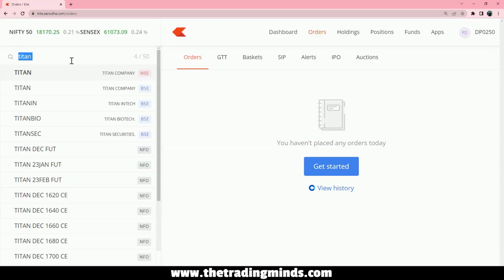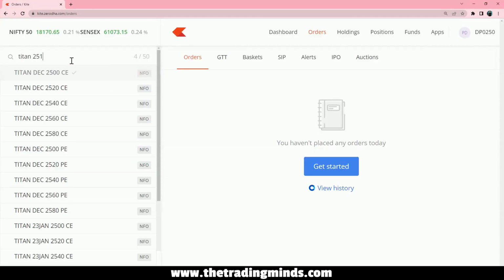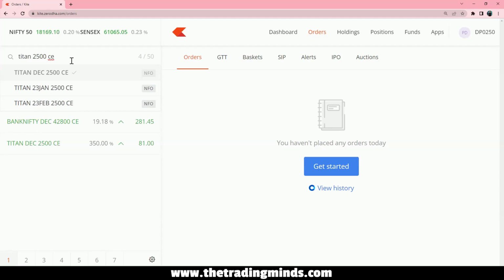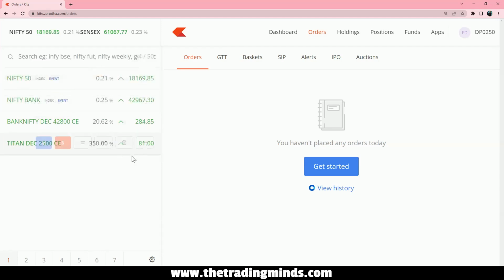2,514. Go and type Titan 2,514. Is it there? Not there. So what is the nearest available price? 2,500 CE. So 2,500 CE will be at the money strike price. So 2,500 CE I'm adding to my terminal.